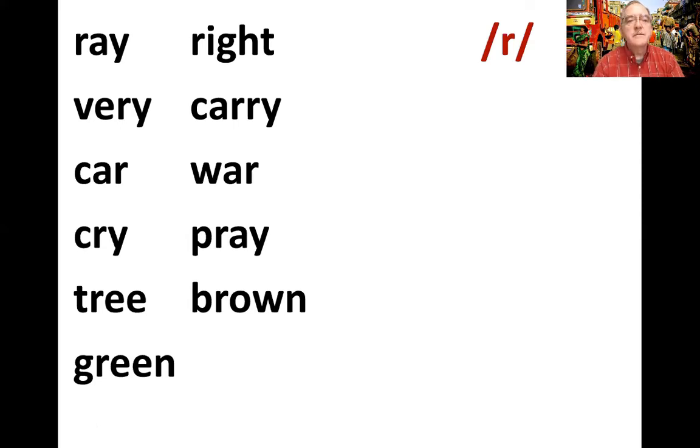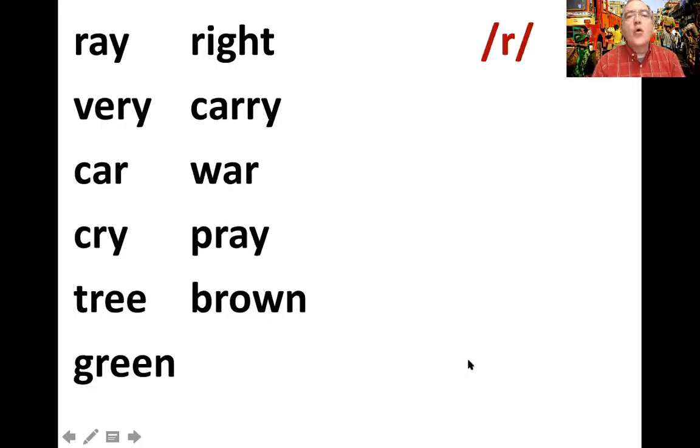Carry. Car. Now that is a moving sound. R. It's not ka. It's car. Can you see my mouth moving? Okay. And then the next word is W-A-R, war. Now that is an A, but we don't pronounce A. We pronounce it like an O, an open O. War. Okay, let's continue.